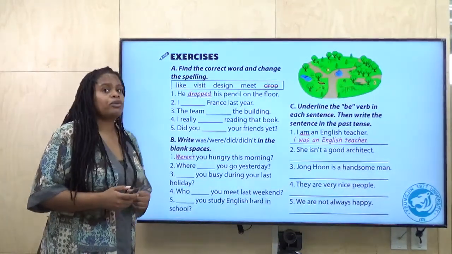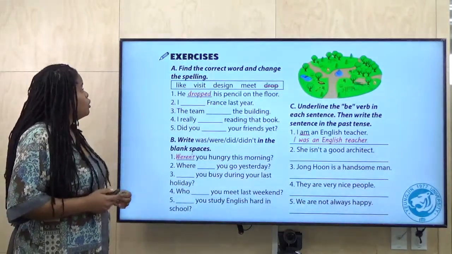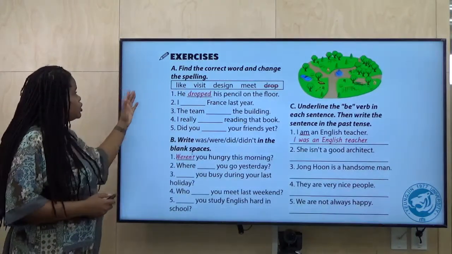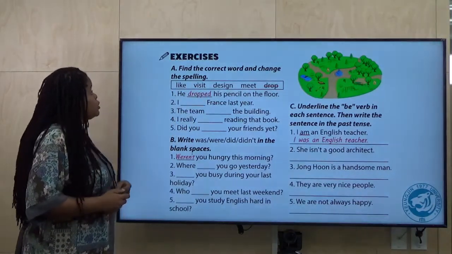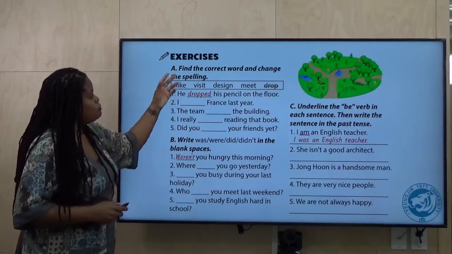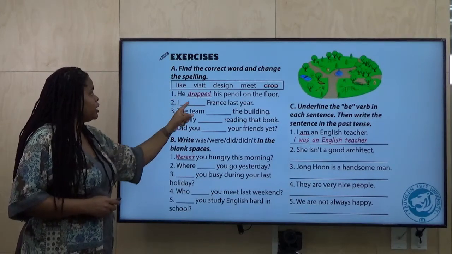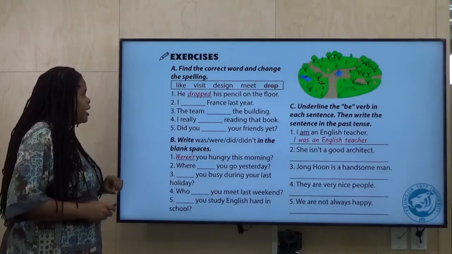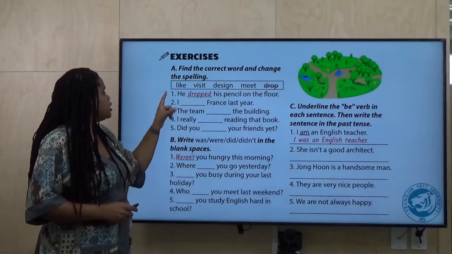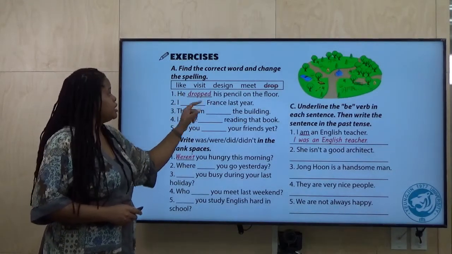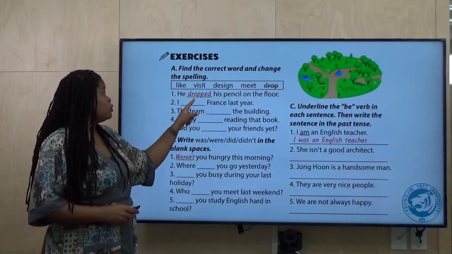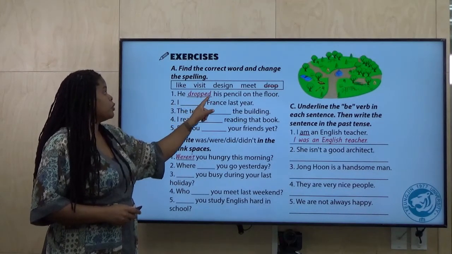Here is our first practice page. So we have three sections, A, B, and C. Section A, you have a word bank. You're going to find the correct word and change the spelling. So they gave you the base verb. You need to fill in the blank with the past tense of that verb. So they did number one for you. The verb is drop. He dropped his pencil on the floor. Drop, they remember the spelling rule where you have to double the consonant before you add ed.